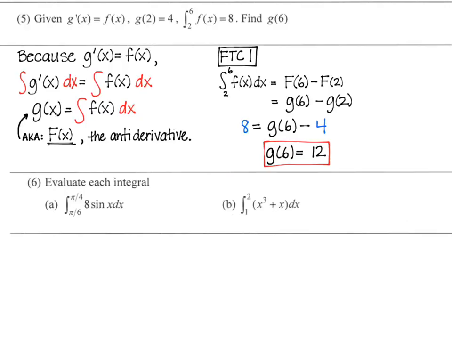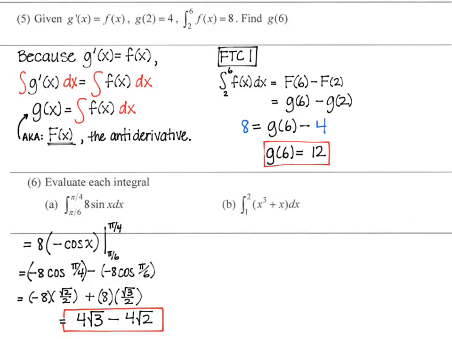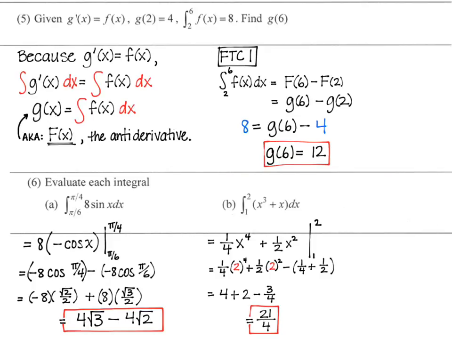Problem number 6, 2 different integrals to evaluate. So the first one, we take the antiderivative of sine, and we get negative cosine. We're going to evaluate that from pi over 6 to pi over 4. And using the Fundamental Theorem of Calculus 1, we plug those into the antiderivative, and we simplify, and we evaluate, and we have it. We take the antiderivative of x cubed plus x, and we're going to evaluate that from 1 to 2. Using Fundamental Theorem of Calculus 1, we plug that in, and evaluate, and we have the answer 21/4.